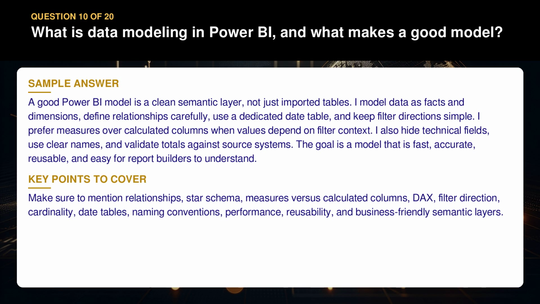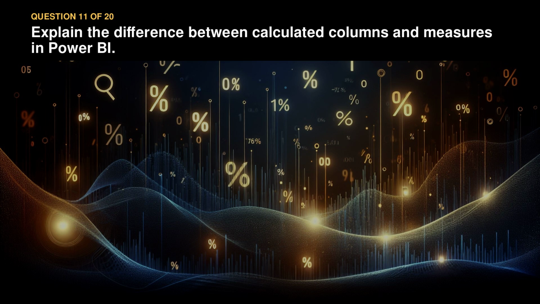Make sure to mention relationships, star schema, measures versus calculated columns, DAX, filter direction, cardinality, date tables, naming conventions, performance, reusability, and business-friendly semantic layers. Question 11. Explain the difference between calculated columns and measures in Power BI.